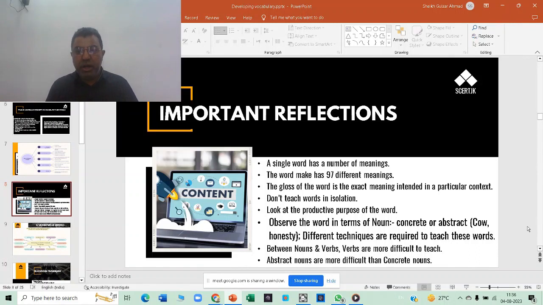That's what I said. Between nouns and verbs, remember that verbs are more difficult to teach. Nouns से ज़्यादा verb difficult होता है teach करना. Abstract nouns are more difficult than concrete nouns. So this is what we need to understand. These are some of the reflections कि ऐसे हमें ये चीज़ ज़हन में रखते हैं. फिर this way you should select which strategy. Maybe I'm sharing some of the strategies in my next slides. You should take care of that also and see how you can teach.